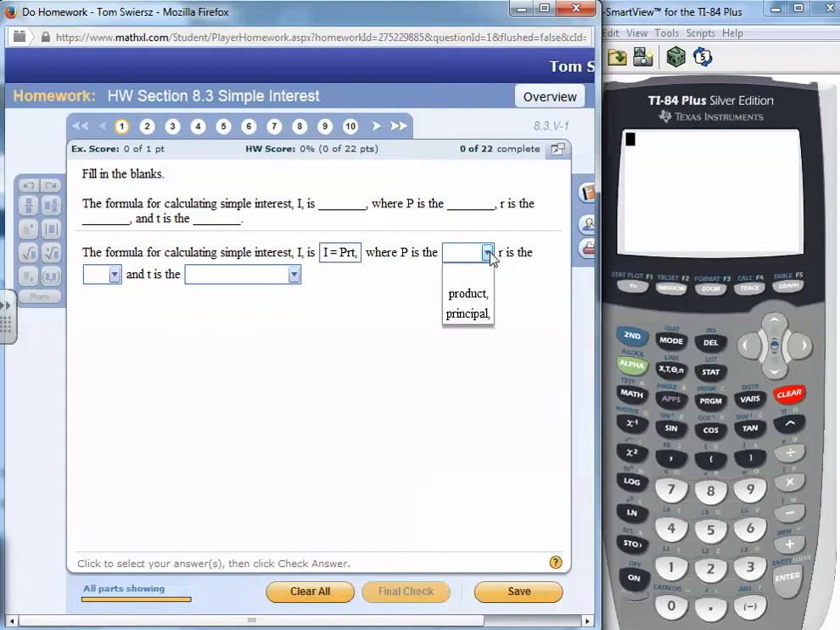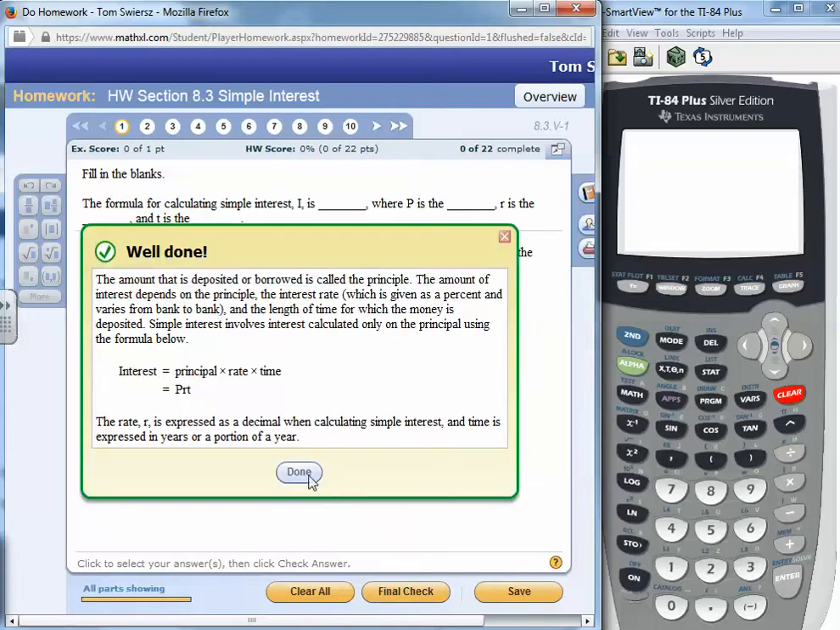P is the principal, or the amount of money you're investing. R is the rate given as a decimal. And T is the amount of time invested. T stands for time. Again, the interest is principal times rate times time.